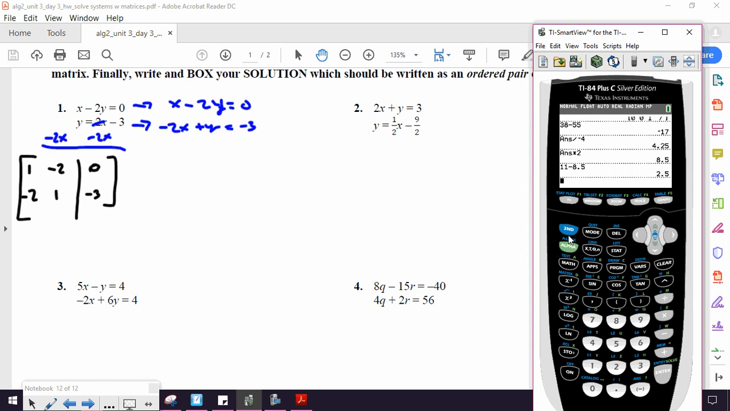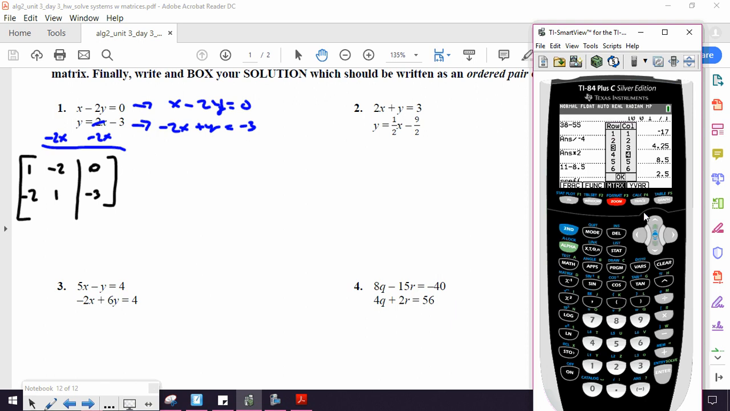To get the RREF to appear on our screen, we would hit second, matrix, go to math, and then alpha apps. And then RREF is now on our calculator. To type in our matrix, we need to set up our matrix. So we would hit alpha, zoom.